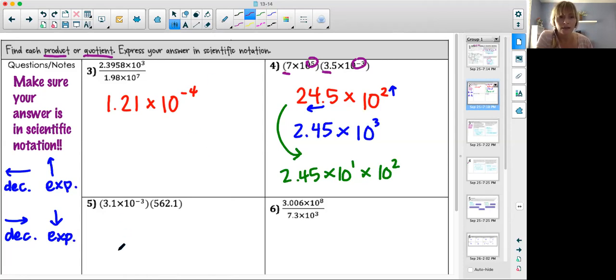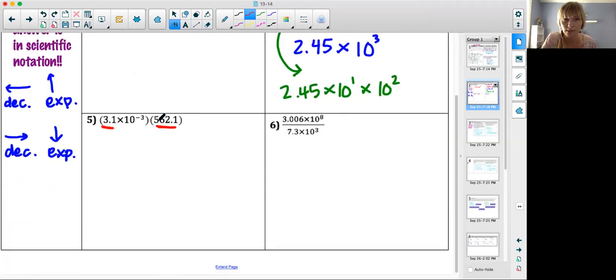All right, let's look at number 5. Number 5, I am going to multiply coefficients. And this second value here in the parentheses is like all coefficients because there's no power of 10. That's okay. Grab your calculator right now and type in 3.1 times 562.1.